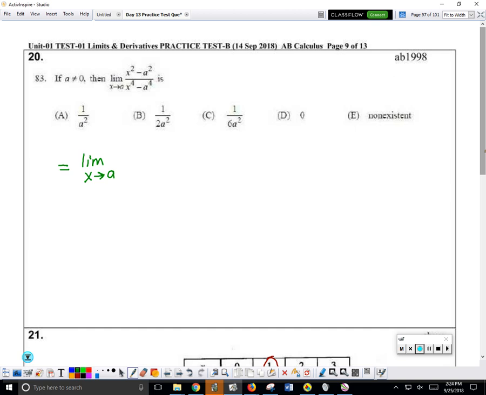How does it factor? X minus A and X plus A for the top, and then the bottom, X squared minus A squared and X squared plus A squared. Well done.